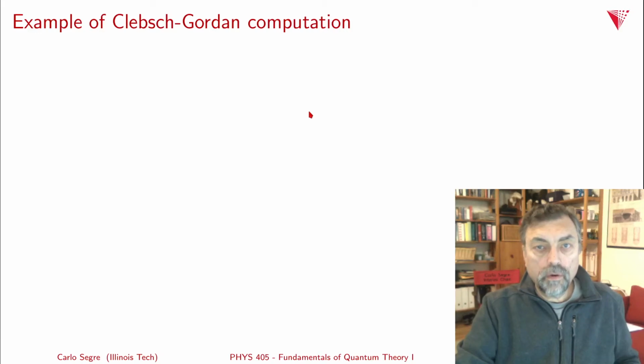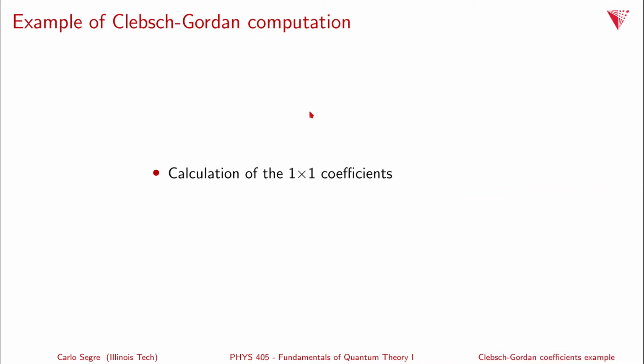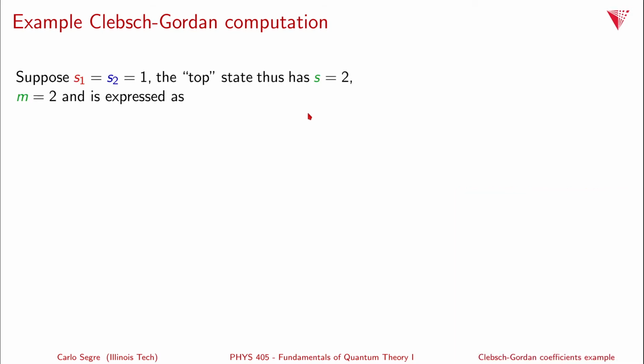In the last video, we went over how to compute the Clebsch-Gordan coefficients. In this video, we'll actually do a computation for a specific example. The example we're going to cover is the 1 by 1, that is S1 equals 1 and S2 equals 1. So suppose we have S1 is equal to S2 is equal to 1.